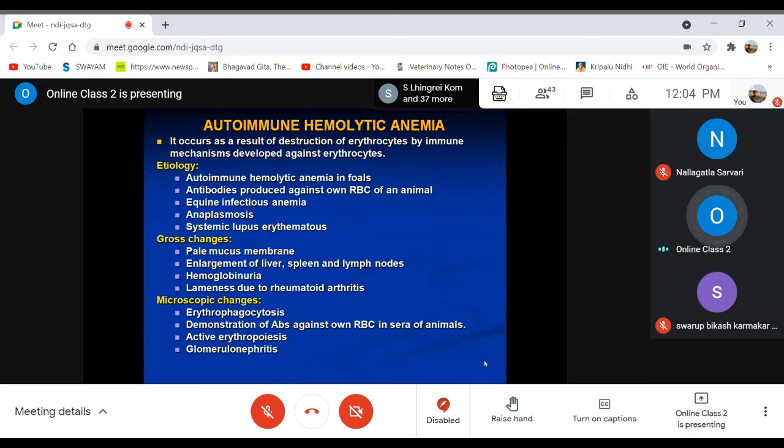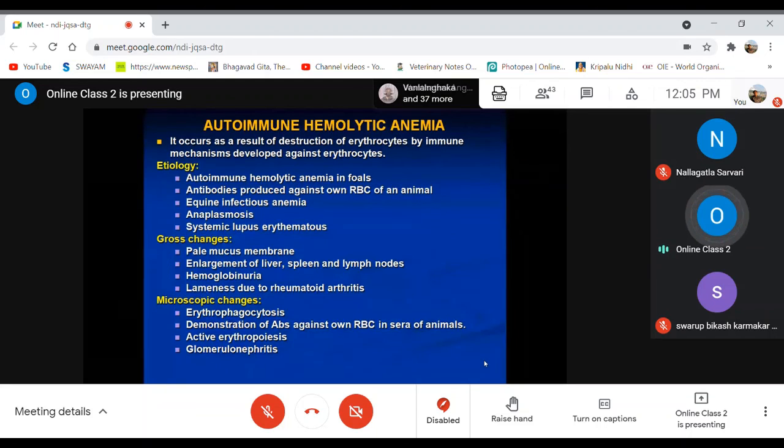In such conditions, this type of anemia will again show paleness of the mucous membrane. Sometimes, not only paleness, yellowish discoloration may also be there if jaundice is present. Then enlargement of the liver, spleen, and lymph nodes is very common because of the lysis of the RBCs, breaking down into the heme portion, the iron portion, and the protein portion, globin. Then separation of the bilirubin from that.